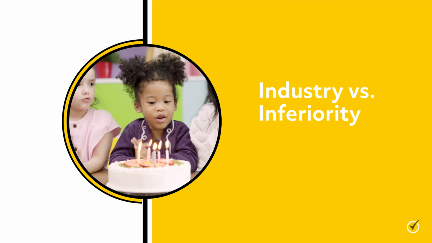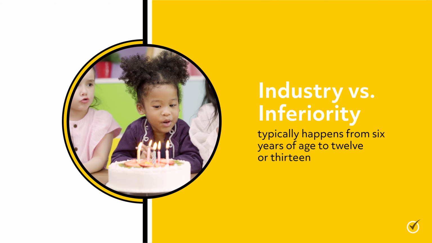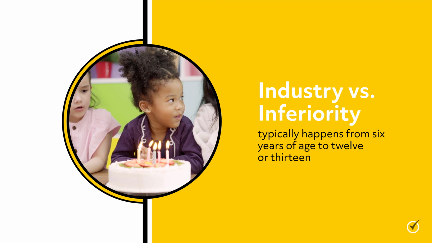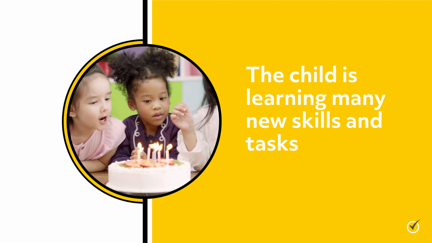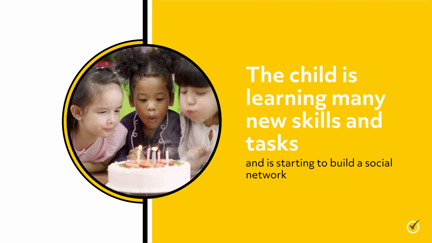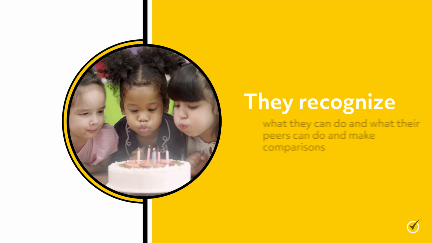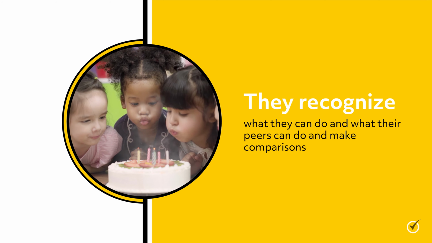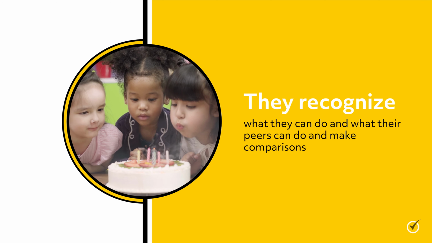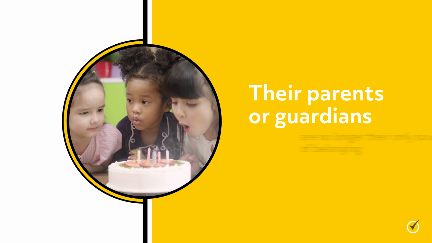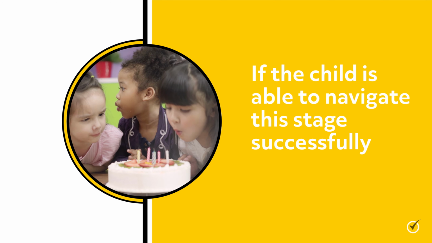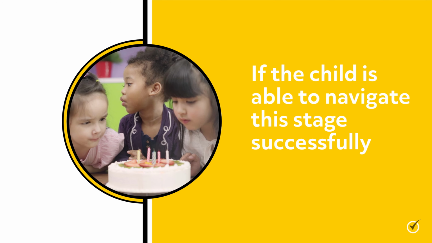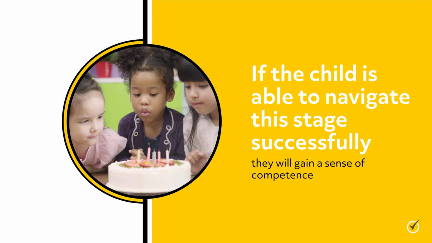Industry versus inferiority typically happens from 6 years of age to 12 or 13. The child is learning many new skills and tasks and is starting to build a social network. They recognize what they can do and what their peers can do, and they make comparisons. Their parents or guardians are no longer their only source of belonging. If the child is able to navigate this stage successfully, they will gain a sense of competence.